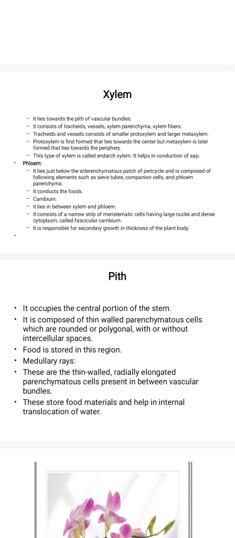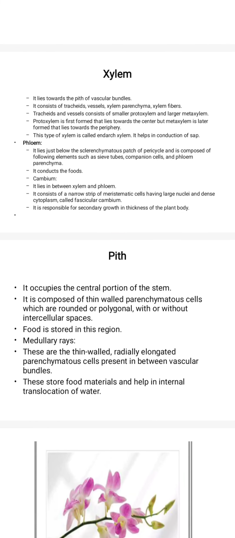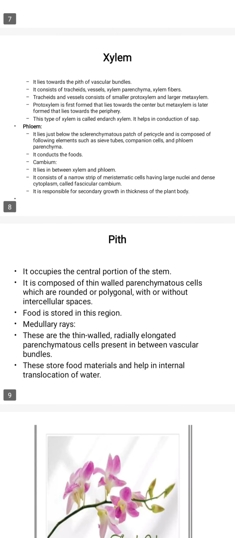Inner to the pericycle there is the presence of xylem and phloem, that is, vascular bundles. Xylem lies towards the pith of the vascular bundle. It consists of tracheids, vessels, xylem parenchyma, and xylem fibers. These are the components of xylem tissue. Tracheids and vessels consist of smaller protoxylem and larger metaxylem. Protoxylem is formed first and lies towards the center, but metaxylem is formed later and lies towards the periphery. This type of xylem is called endarch xylem. It helps in conduction of sap.